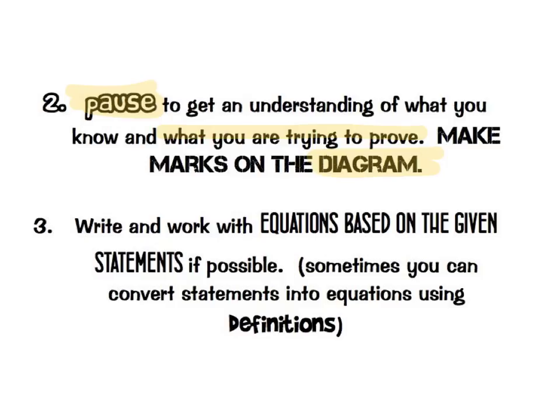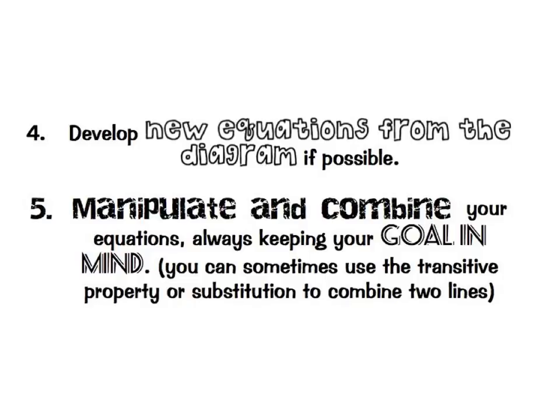Once you've got that plan of action, write and work with the equations based on the given statements first. We always want to start with our given statements. Work with those first. Sometimes you can convert those statements into equations using the definitions, postulates, and properties that you know. Then we want to try to develop new equations from the diagram. So once we've used all the given information, we want to look at our diagram and come up with new equations or new statements from our diagram.